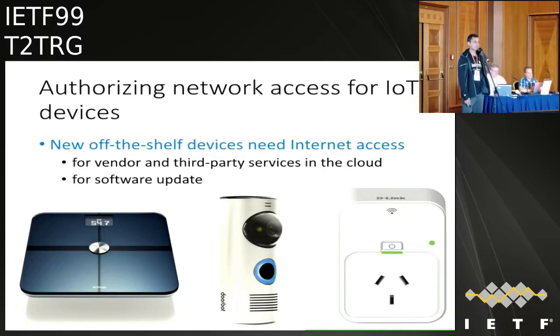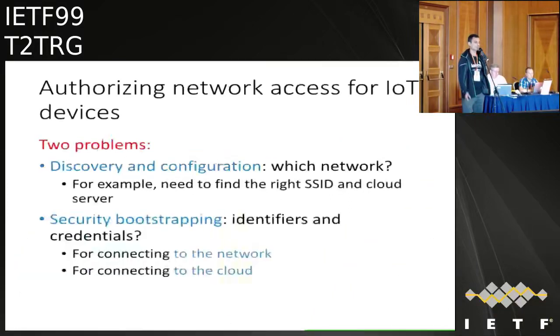So what are the problems when I want to authorize network access for my new IoT device that I just bought? Well, first is discovery and configuration. So I bring it home. How do I tell it, this is the access point that you should connect to, or this is the ZigBee gateway that you should connect to, and so on to reach the internet? And not only this discovery, but it also needs some kind of identifiers and credentials to connect to the local network first and then to the cloud on the internet. So how do I provision these credentials and identifiers on a device that I just bought and has no information about me as an owner?